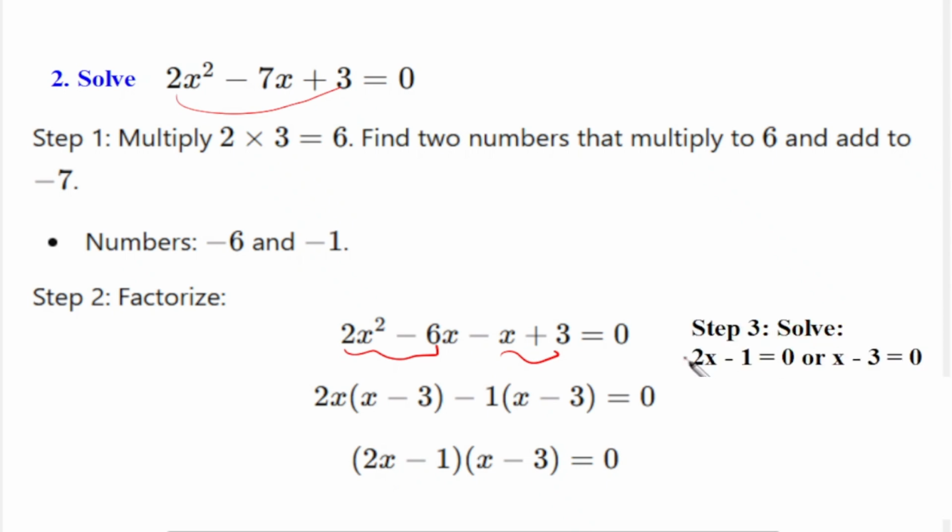Step 3, solve. This product is equal to 0 implies 2x minus 1 is equal to 0 or x minus 3 is equal to 0. And solving for x, we get the value of x for this one is 1 over 2, and for this one we get x is equal to 3. So the solution set is 1 over 2 and 3.